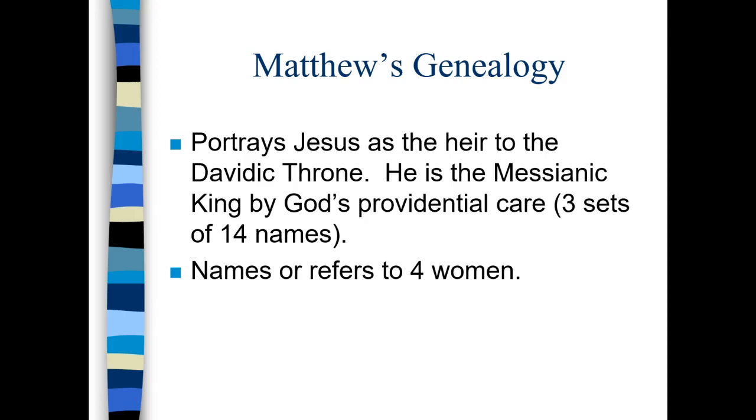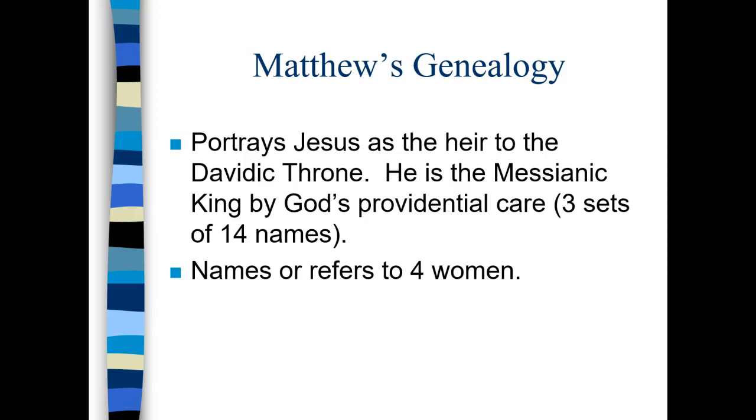One is that there are names or references to four women. So we have the wife of Uriah, whose name is Bathsheba, and so she's not named, but she is referred to. We also have Ruth, who is named, and we also have Tamar, who is named, and we also have Rahab, who is named. So we have these women, and usually the genealogies don't include women's names. So that's kind of curious. A couple of things about these women.